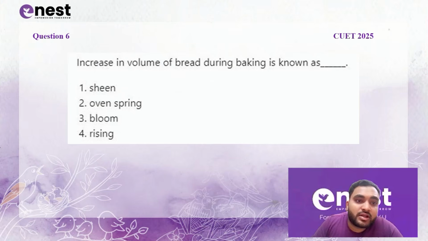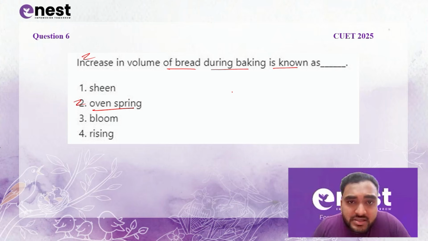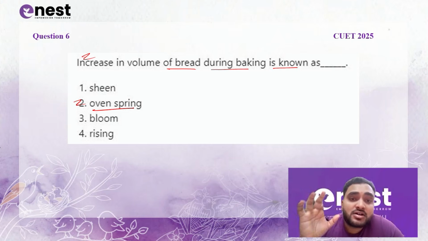Then coming to the next, increase in volume of bread during baking is known as, and this option is very clear because we have already discussed a lot about the bakery topic. This is known as oven spring. Now, why does oven spring happen? Oven spring basically happens because of gas expansion, yeast activity, because yeast produces CO2, and the steam formation in the dough, because the dough also contains water. When it is subjected to such a high temperature, the water will be converted into steam, and that also causes the bread to leaven up.